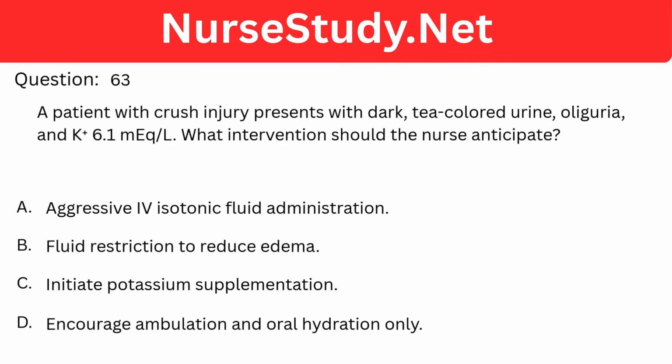Question 63. A patient with crush injury presents with dark tea-colored urine, oliguria, and K plus 6.1 milliequivalents per liter. What intervention should the nurse anticipate? A. Aggressive isotonic fluid administration. B. Fluid restriction to reduce edema. C. Initiate potassium supplementation. D. Encourage ambulation and oral hydration only.